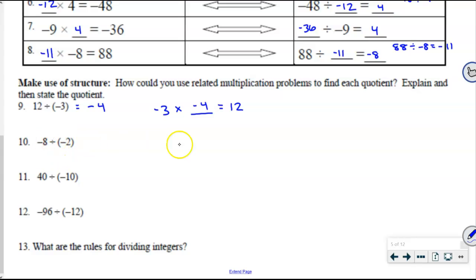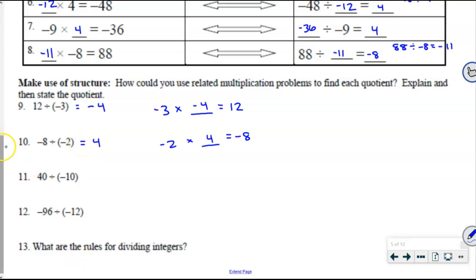And same type of thing here. I can rearrange this to be a multiplication. Negative 2 times some number that I don't know is equal to a negative 8. What is that going to have to be? A negative times something is a negative. It's going to have to be a positive. So negative 8 divided by negative 2 is equal to a positive 4.